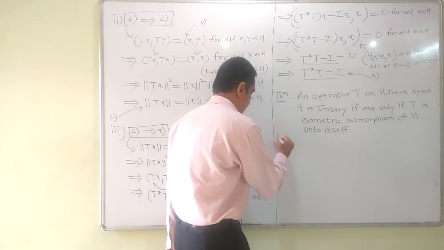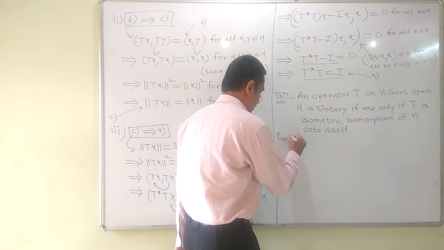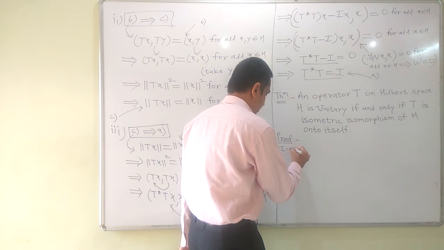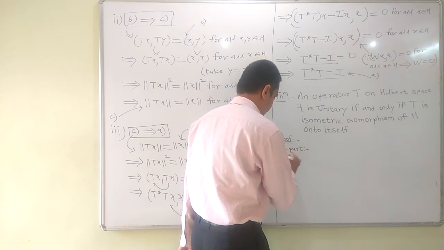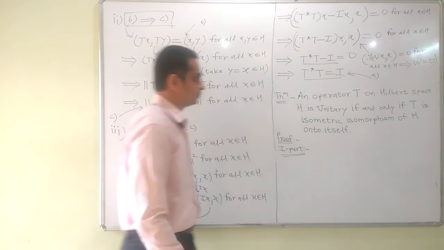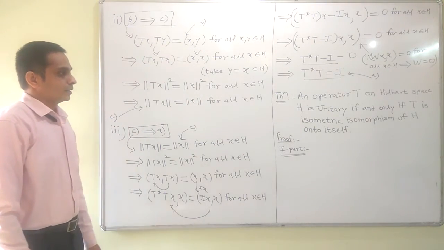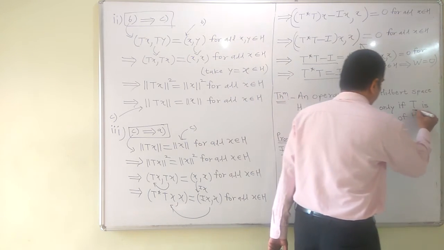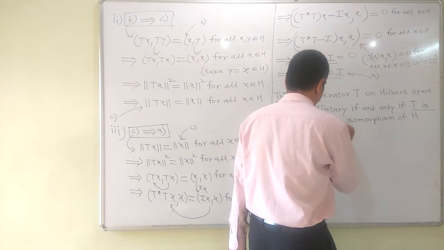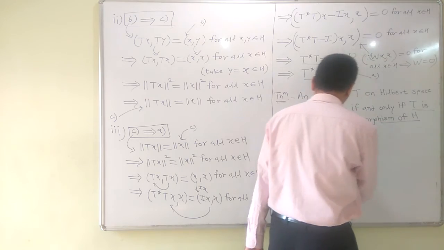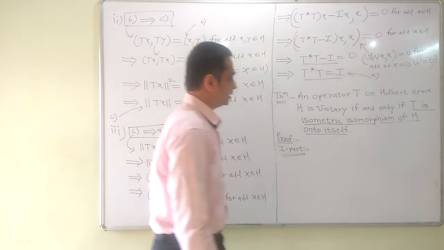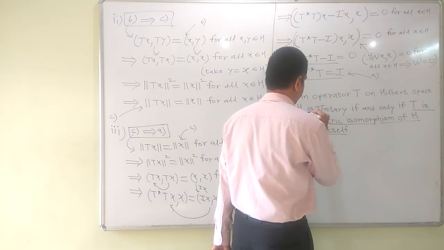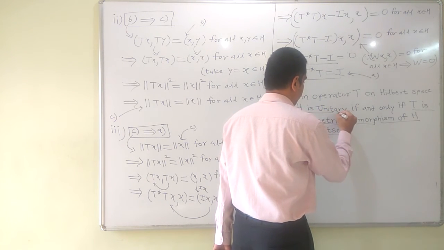So the proof: we can divide the proof in two parts. The second part will be the converse of the first part. So suppose T is an isometric isomorphism of H onto itself. We have to prove that this part implies it is unitary, and then the converse.